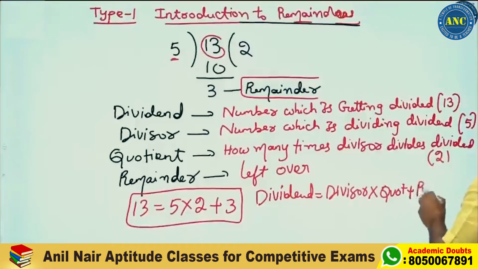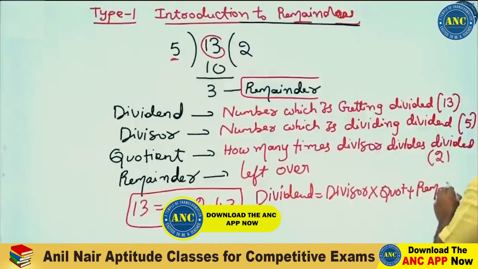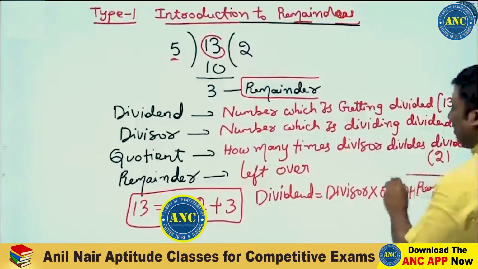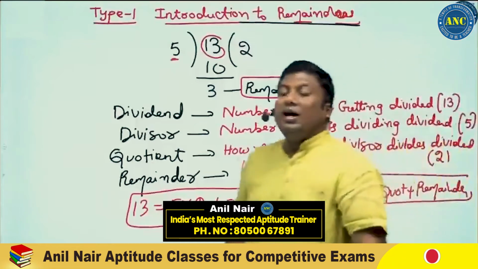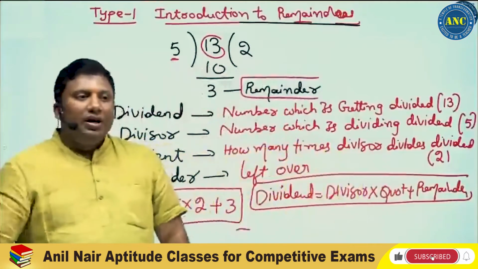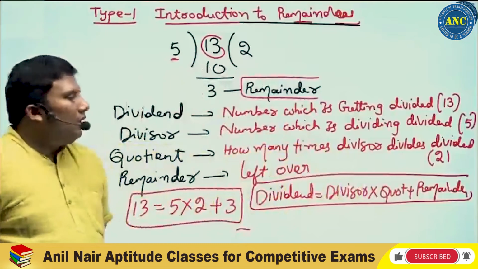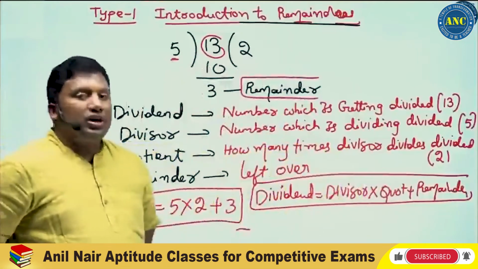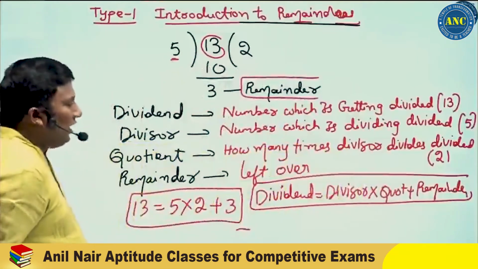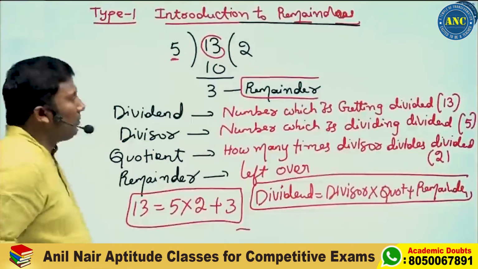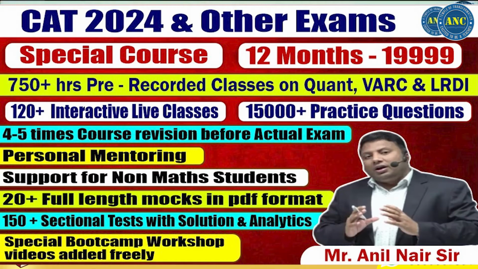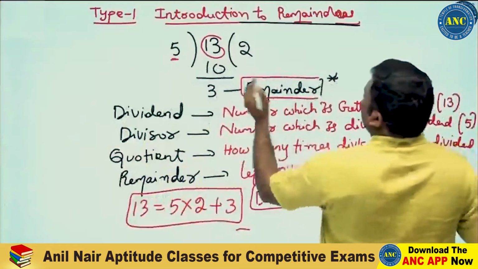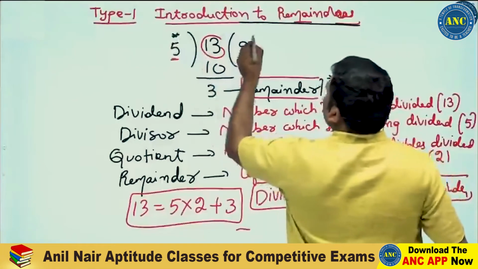Plus remainder. If divisor and quotient are given, dividend is given by divisor into quotient plus remainder. Dividend is nothing but divisor into quotient plus remainder. Our entire problems, whatever we are going to solve, we are going to focus on this concept. In the divisibility theorem, we will attack this.